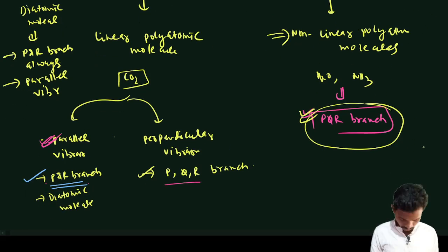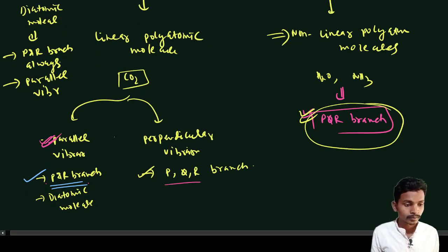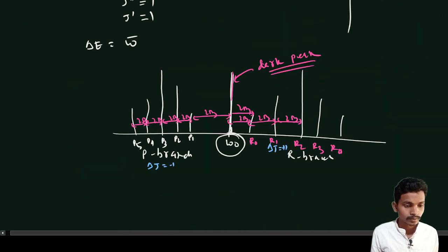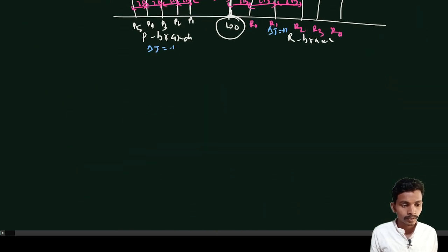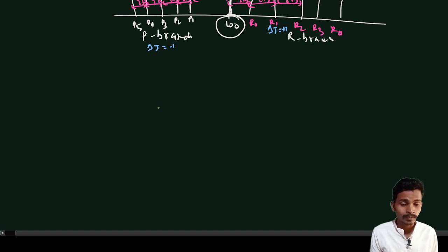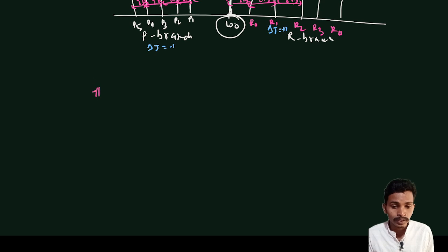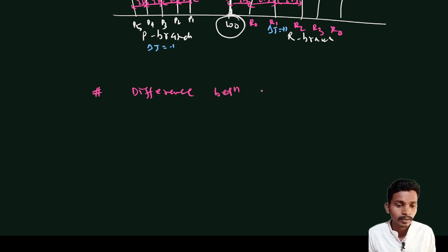In the previous class we were discussing the P branch and R branch for diatomic molecules and linear molecules. Today we will discuss the difference between diatomic molecules and polyatomic molecules.